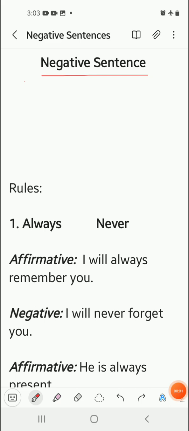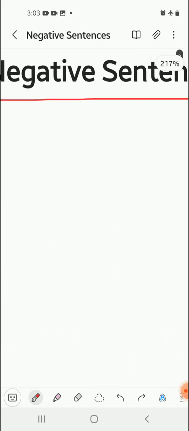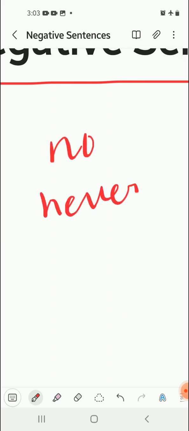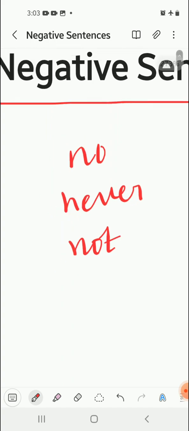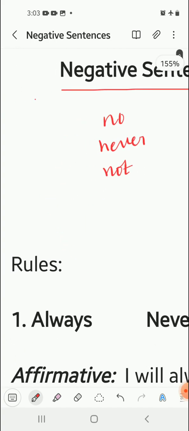Today's topic is negative sentences, and we are going to learn how we can convert an affirmative sentence to a negative sentence. So first, what is a negative sentence? Any sentence which has words like no, never, not, any word with a negative meaning, anything that adds negation to the sentence, is known as a negative sentence. So, see, there are certain rules to follow.